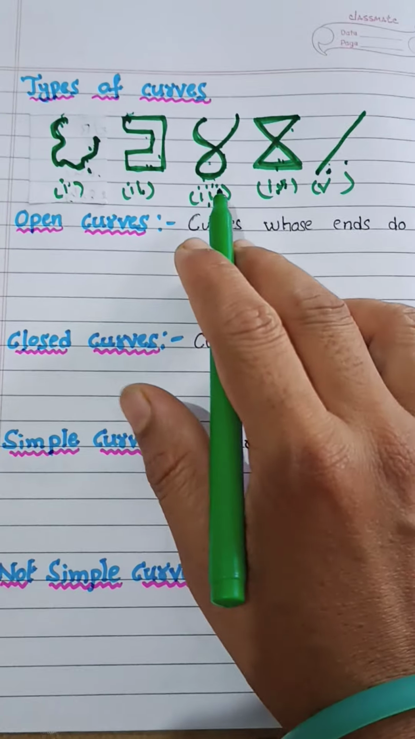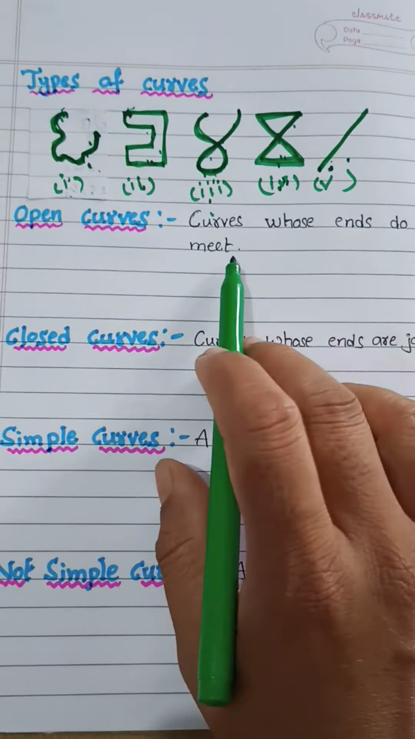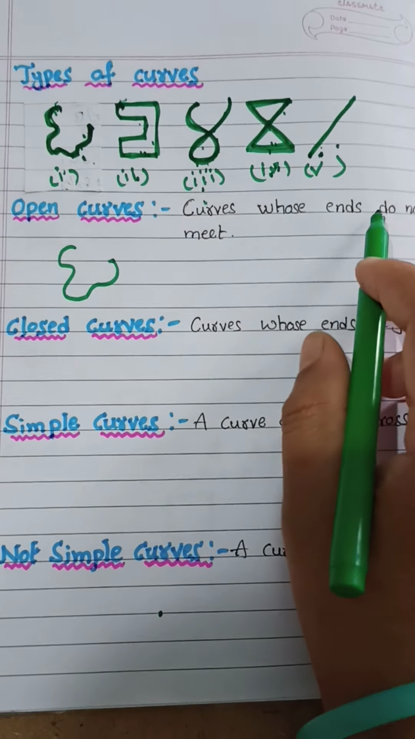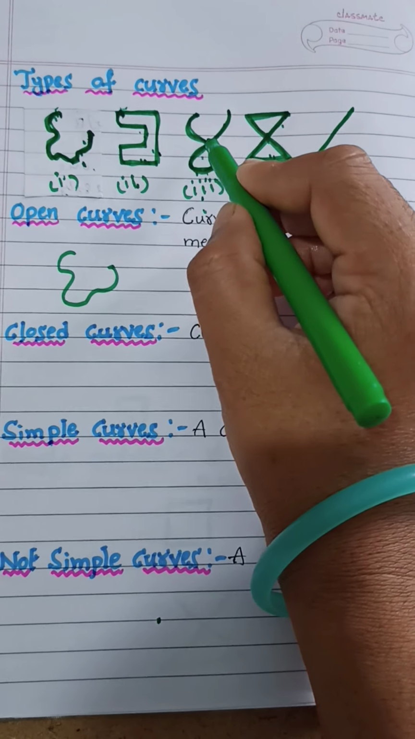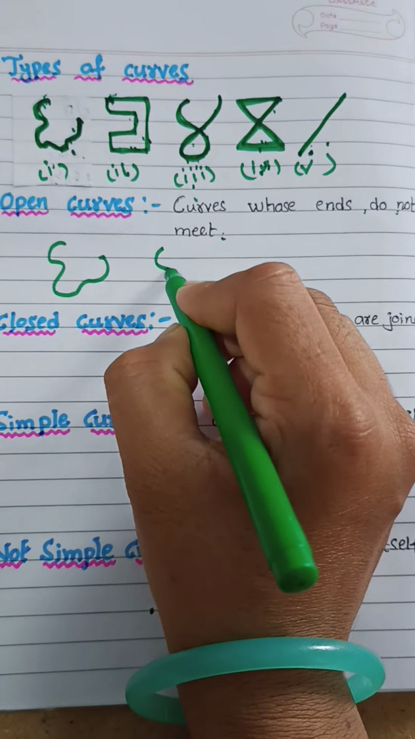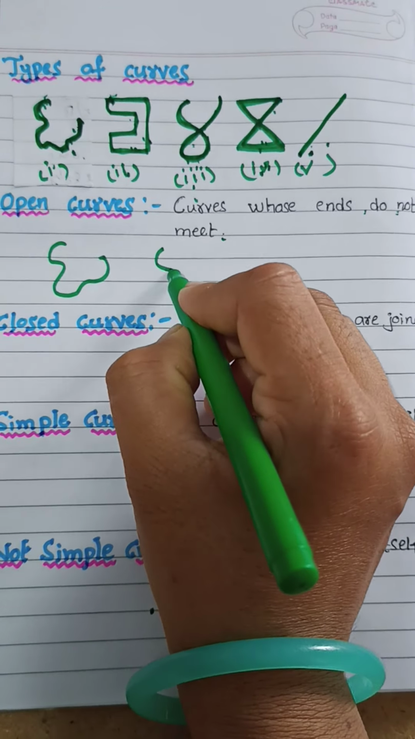See, from the above examples, let us sort open curves, closed curves, simple, not simple. From above, see, the first one is an open curve. Starting point and ending point are different. Curves whose ends do not meet are open curves. Now coming to the third one, it is also an open curve. Starting point and ending point are different. They do not meet. And the fifth one, even a straight line, is also an open curve.